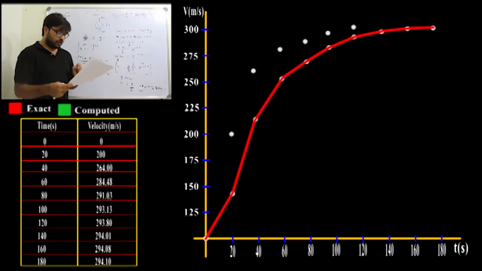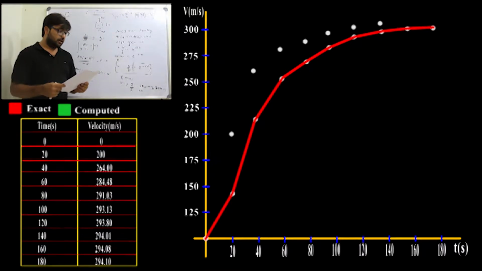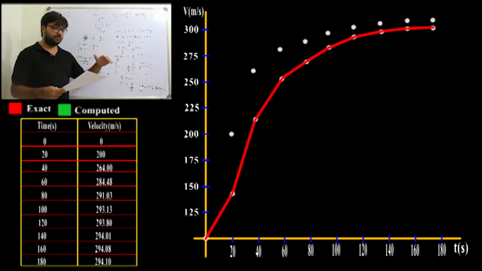V120 is 293.80. Sorry. V140 was 294.01. V160 is 294.08. V180 was 294.10. So I can compute it till time t equals 180 seconds. So you see, this is the graph.